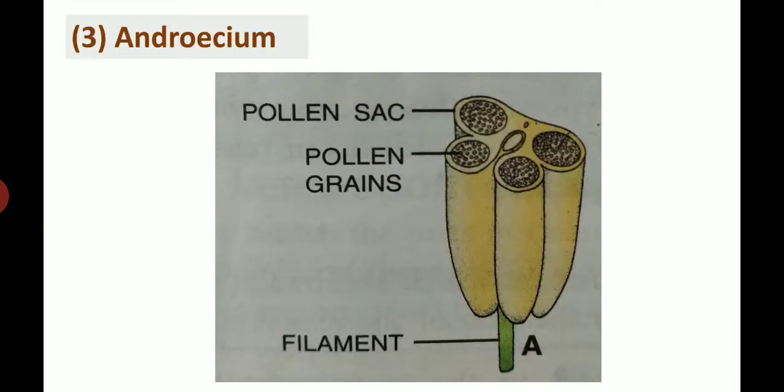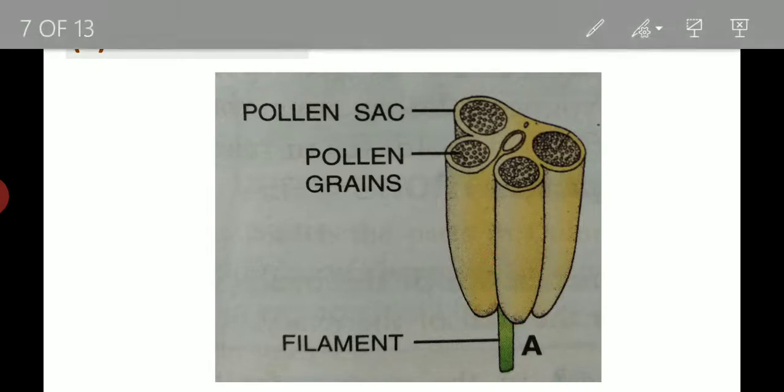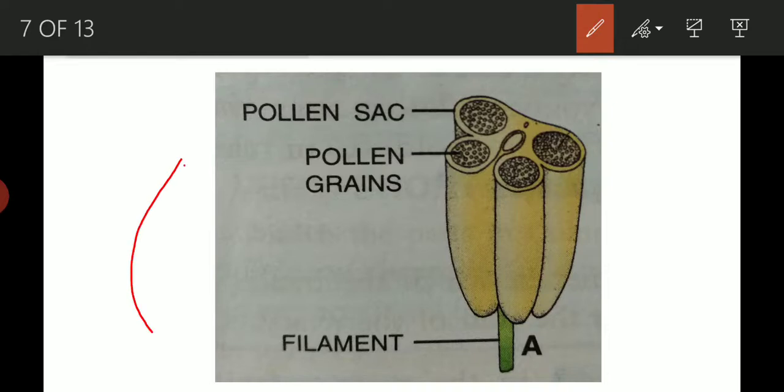Now the third floral part is androecium, that is the male part. I have already told you about this in the first part of the chapter. Androecium means the stamens are collectively called androecium. Now each stamen consists of a long filament and a bilobed anther. This is the filament and this is the anther, right? The anther is at the top, at one extreme.